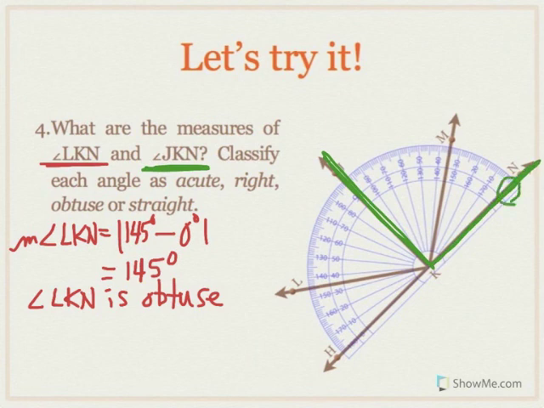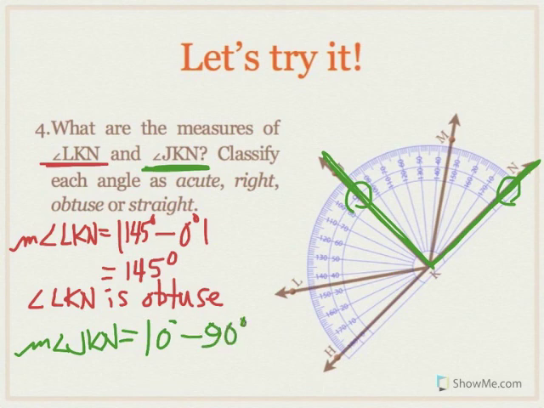Notice that it doesn't matter which order you put these numbers in, 0 or 90, because the absolute value takes care of everything. The absolute value of negative 90 degrees is going to be 90 degrees. And an angle that has a measure of 90 degrees is a right angle. So there you have it.